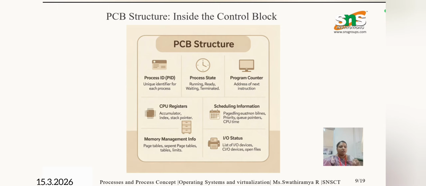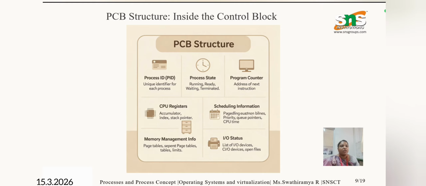Every process has a unique number called the process ID. This helps the operating system identify each process separately, just like you all have a register number inside your college. Each process has a PID inside the system. So two processes will not have the same ID at the same time.